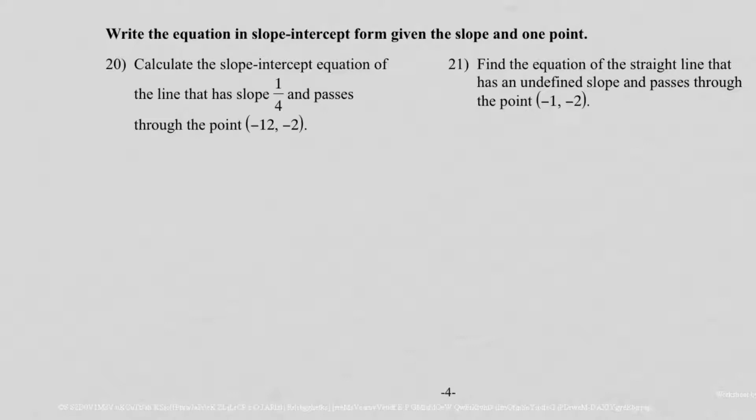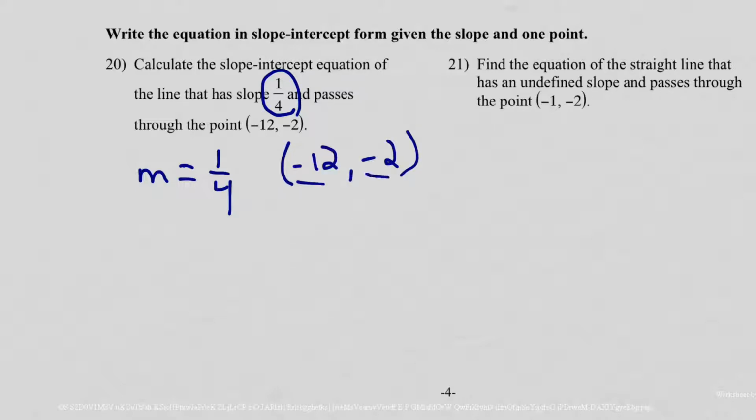So now we're trying to do the same thing, just without a graph, just using some information. What we're given is: calculate the slope-intercept equation of the line that has a slope of 1/4. Well, we know slope is the m value, so we're calling that 1/4. And the line also passes through a particular point. The xy value is negative 12, negative 2, where negative 12 is your x value and negative 2 is your y value.